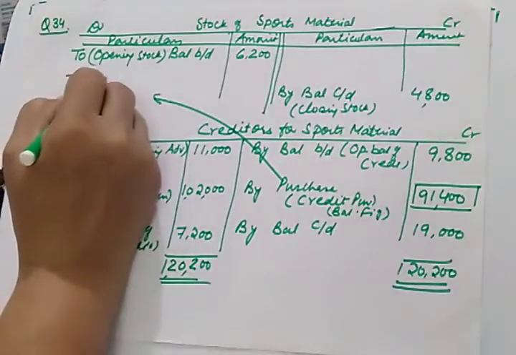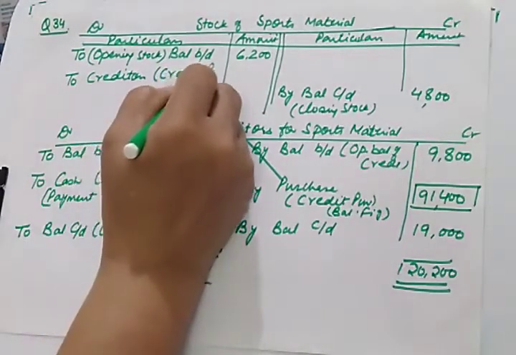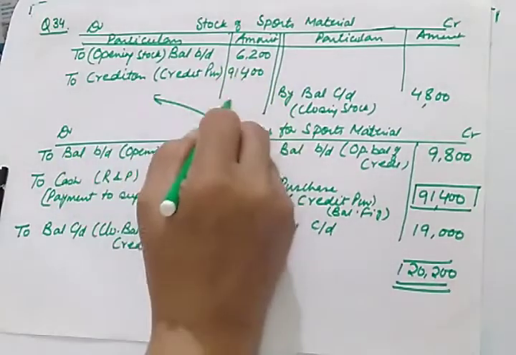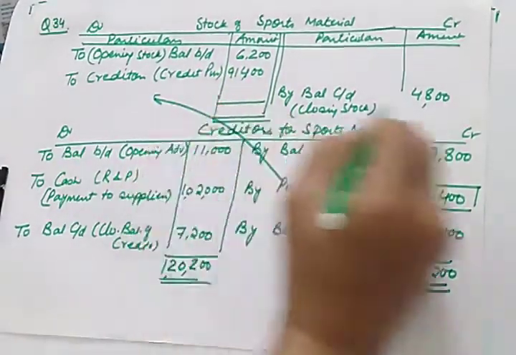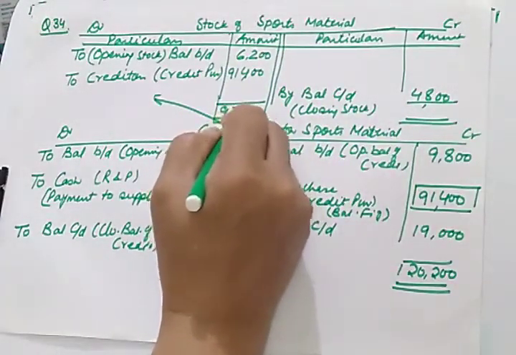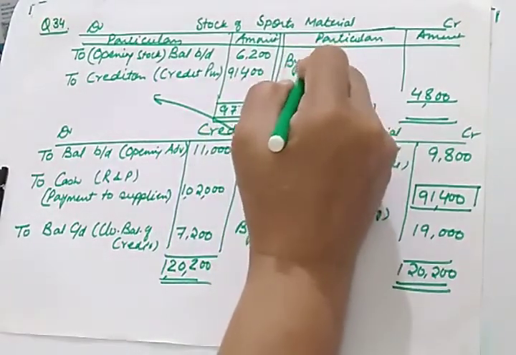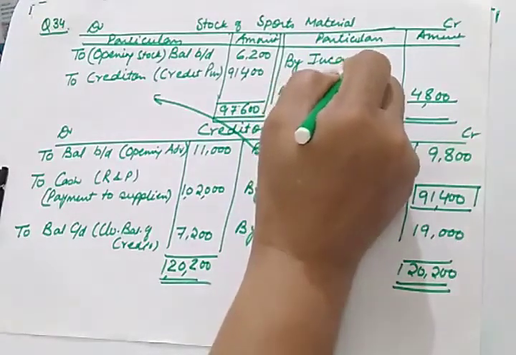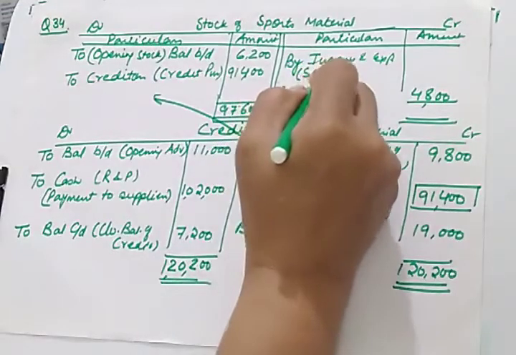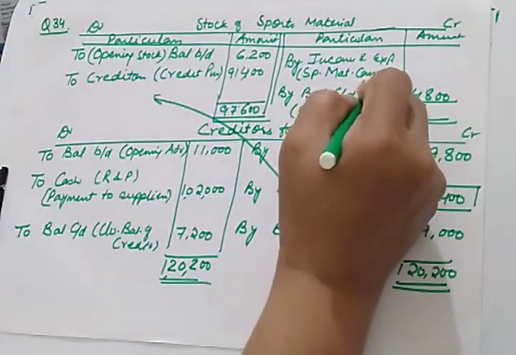Here we'll be writing to creditors, credit purchases. So the amount is 91,400. Now you can calculate the balancing figure in this particular account. Need to add this. This will be 97,600, and the balancing figure will be by income and expenditure account. And this will be sports material consumed, and this is my balancing figure also.